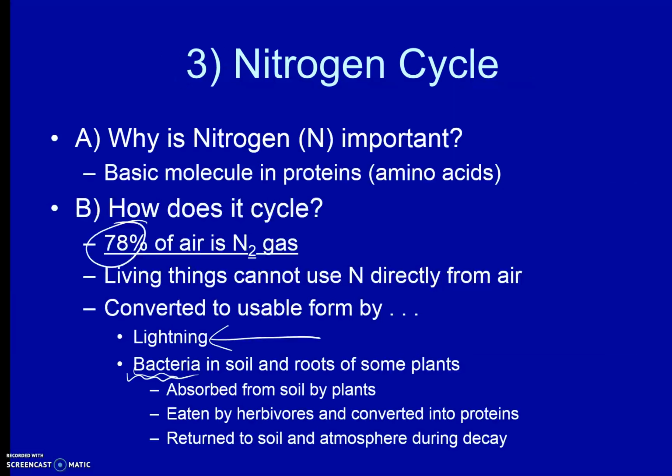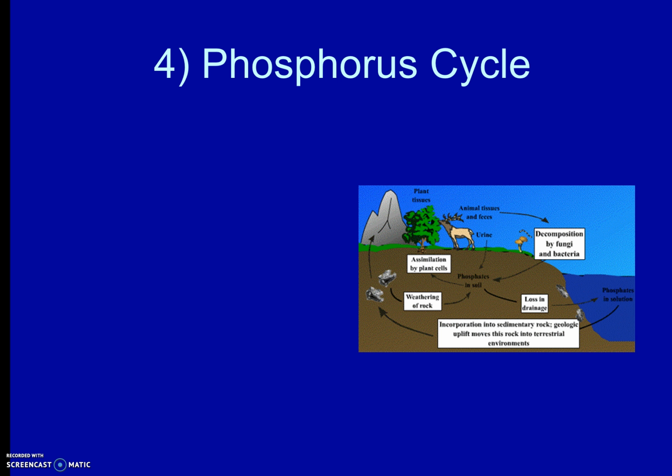Then, once it's converted into that usable form, it gets absorbed by the plants from the roots of the plants, which are then eaten by herbivores and omnivores. And in the omnivores and herbivores is when it's converted into those proteins that are usable, and then returned to the soil and atmosphere through decay. So that's going to be a process you're going to see or hear several times. It's going to be absorbed by plants, eaten by animals, returned to the atmosphere through decay. So that is the nitrogen cycle. And again, the clues there, you're going to want to look for the lightning in the image. You're going to want to look for the bacteria and possibly the algae.